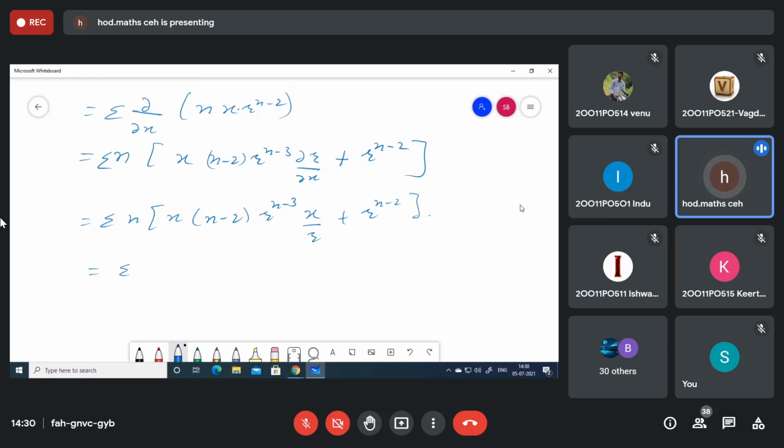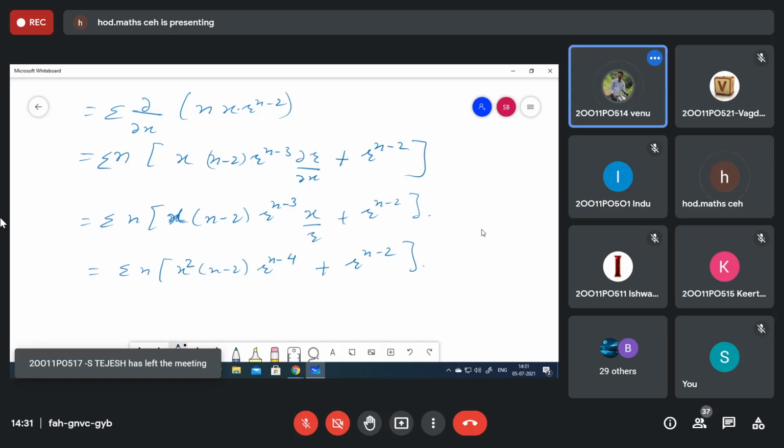Okay. So again, summation n into x into n minus 2 into this will be R to the power n minus 4, right? Yes, ma'am. Okay. This is x. Already an x, so it will be x square. Plus R to the power n minus 2. Got it, all of you? Yes, ma'am.